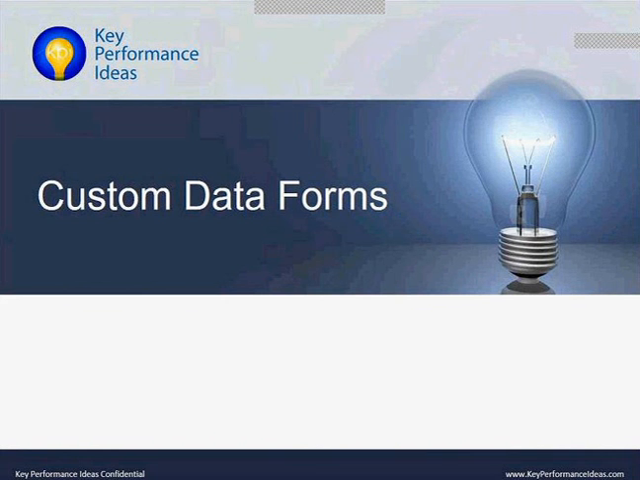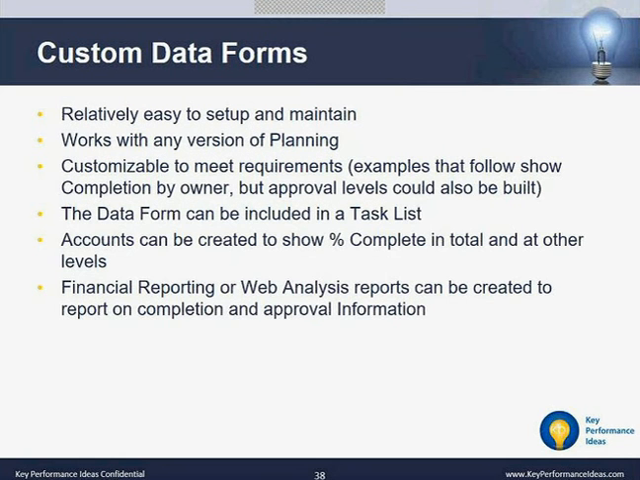Another way of doing some kind of an approval process or completion process without using the out-of-the-box approval process or task list is by developing some custom data forms. So custom data forms are relatively easy to set up and maintain. It works with any version of planning. You can customize it to meet your requirements and process. The examples that I have here will show completion by owner, but you can also set different approval levels as well. The data form can be included within a task list if you wish.